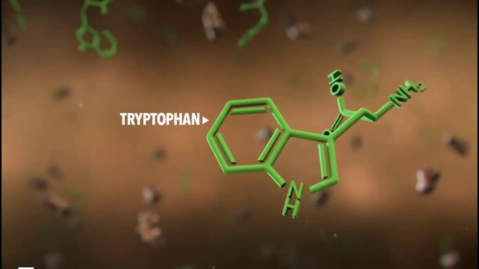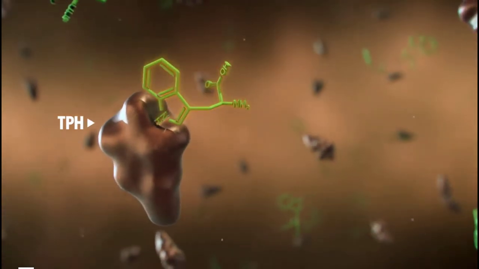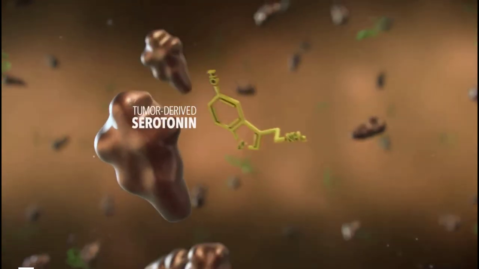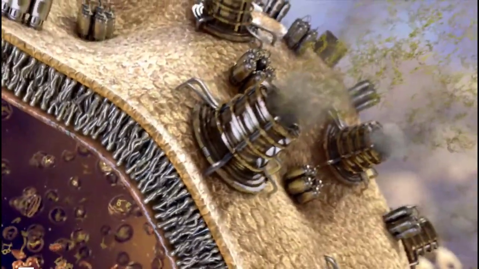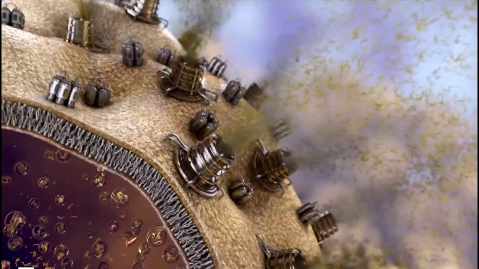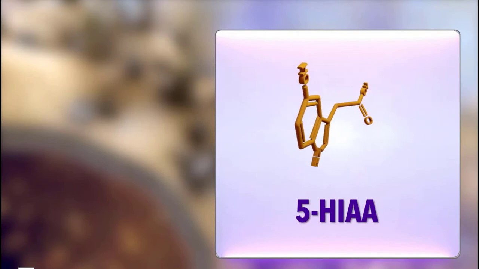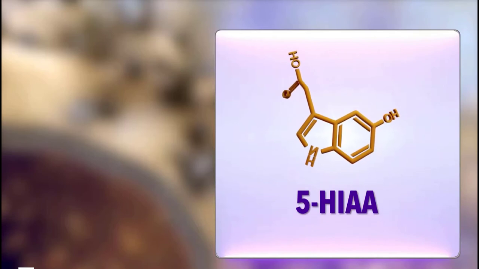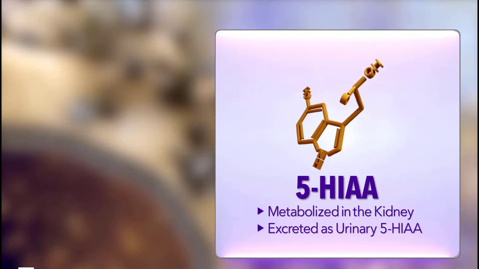Within these cells is tryptophan. Tryptophan binds to tryptophan hydroxylase, called TPH. TPH is the rate-limiting enzyme that converts tryptophan to serotonin, which is then stored in secretory granules inside the cell and released systemically. After being released extracellularly, serotonin is converted to 5-hydroxyindoleacetic acid, called 5-HIAA, a metabolite of serotonin. 5-HIAA is then metabolized in the kidney and excreted as urinary 5-HIAA.